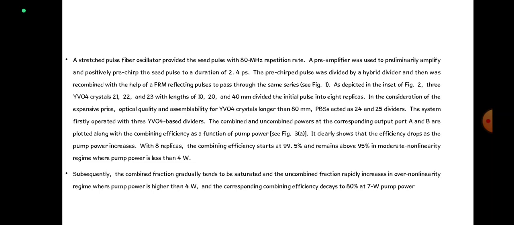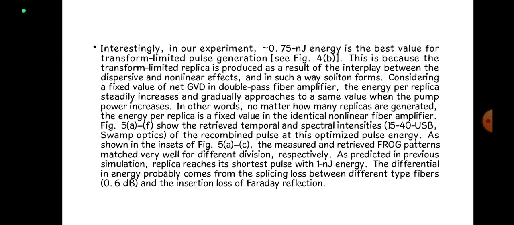Subsequently, the combined fraction gradually tends to saturate and the uncombined fraction rapidly increases in the over-nonlinearity regime where pump power is higher than 4 watts, and the corresponding combining efficiency. Interestingly, in our experiment this is the best value for the transform limited pulse generation. This is because the transform limited replica is produced as a result of the interplay between the considerations of the nonlinear phase and a fixed value of net GVD in a double pass fiber amplifier.